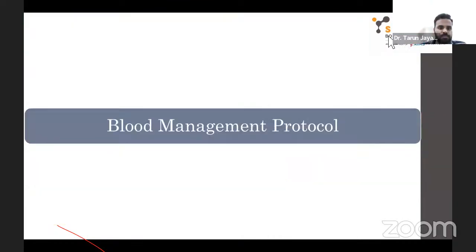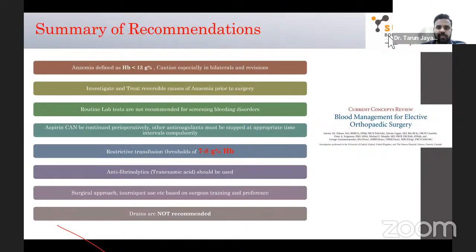Yes, sir. Next, coming to blood management. So this was a good paper which deals with the current concepts regarding blood management in orthopedics. They define anemia as a hemoglobin less than 13. It's majorly a cause of concern in patients undergoing bilateral and revision TKRs. And always they suggest investigate and treat reversible causes of anemia prior to surgery. In routine cases, there's no need to screen for bleeding disorders unless the patient gives you a history. Aspirin can be continued perioperatively.